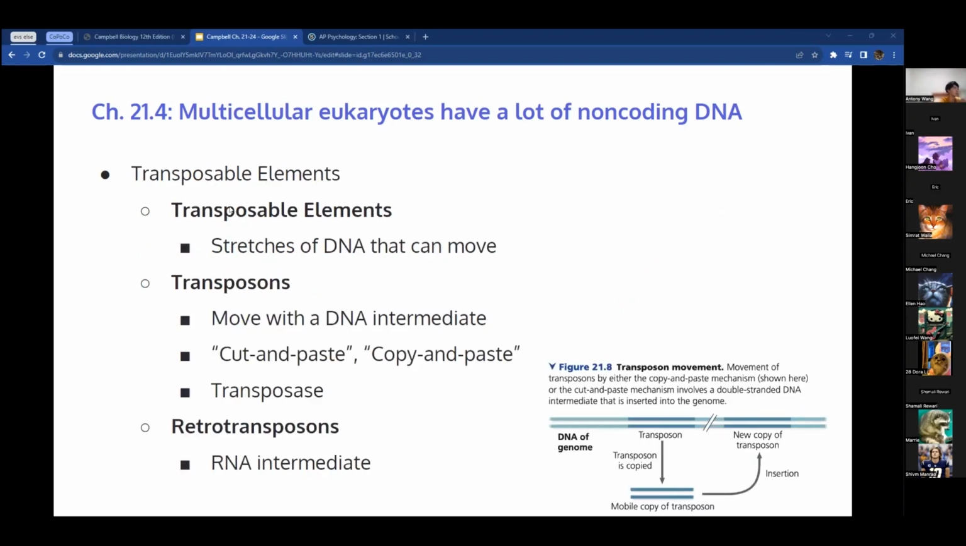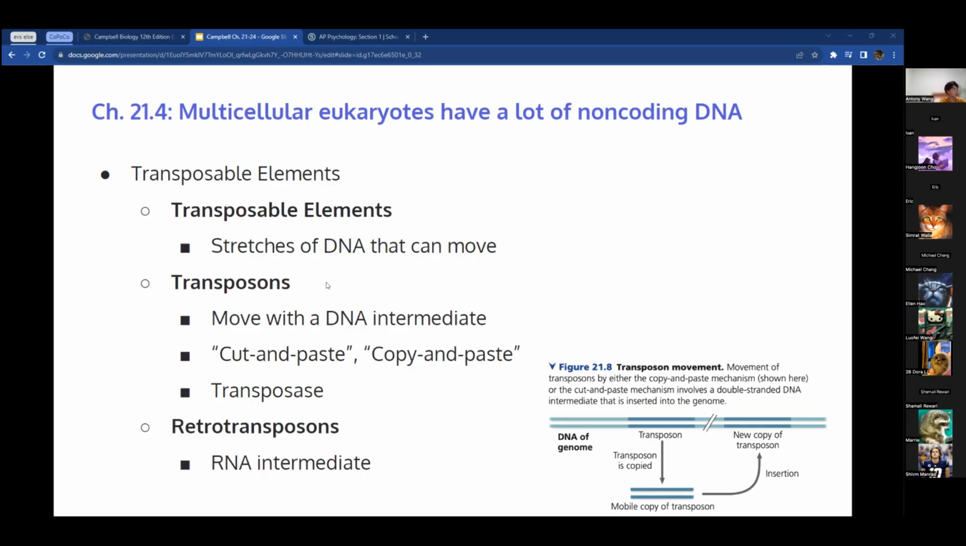Eukaryotes have a lot of non-coding DNA. One notable non-coding DNA is transposable elements. These are bits of DNA that can move around within a genome, within a nucleus. They can jump between chromosomes.